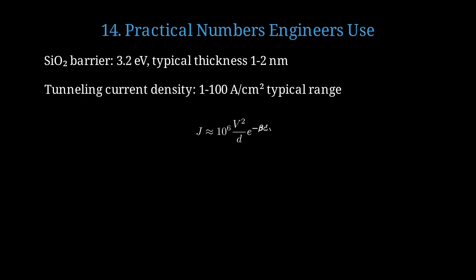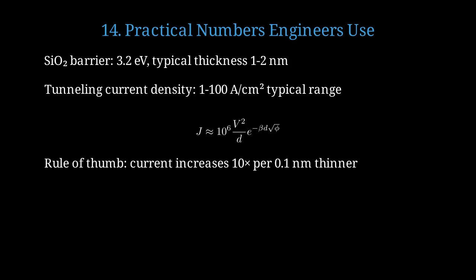The Fowler-Nordheim equation gives current density J approximately as 10 to the 6th times voltage squared over thickness times exponential negative beta d times square root of phi, where phi is the barrier height. A useful rule of thumb: tunneling current increases by a factor of 10 for every 0.1 nanometer reduction in barrier thickness. Let's think about tunneling from an energy perspective to deepen our understanding.